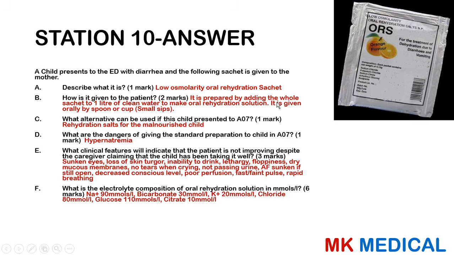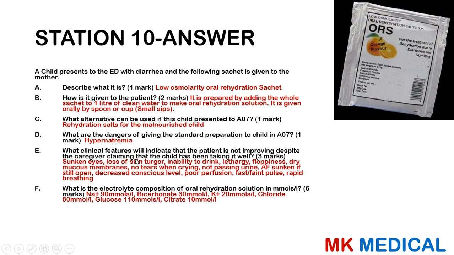So this is, of course, a low osmolarity oral rehydration salt sachet. And how we prepare this, we usually take one sachet and put it in 1 liter of clean water. And then this is given by a spoon or in a cup as small sips. For those that have malnutrition, we often give them rehydration salts for the malnourished child, which is ReSoMal. That's if they're not in shock. The reason we give this is because the standard preparation of ORS has a high concentration of sodium, so it may lead to hypernatremia.